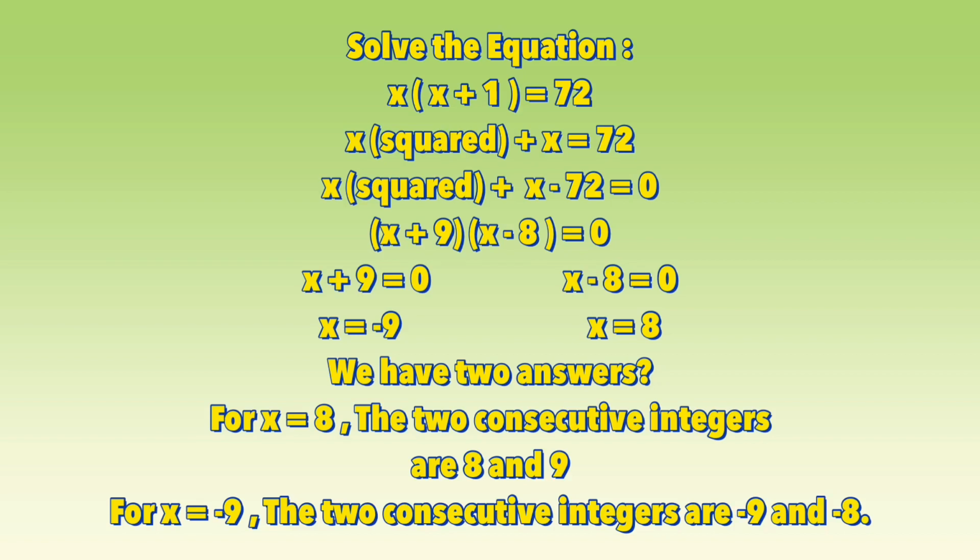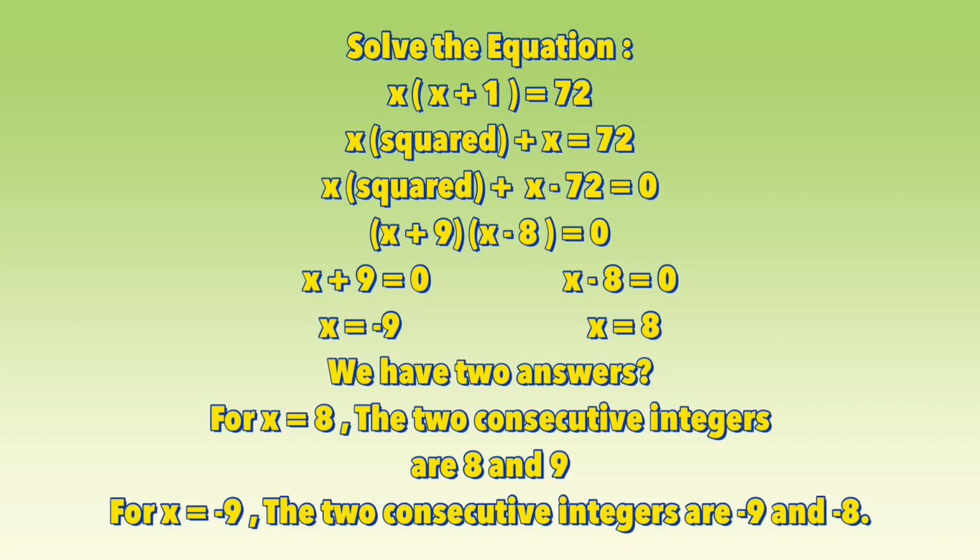Then we're going to equate each to 0. So x plus 9 equals 0, then transpose 9 to the right side of the equation, equals negative 9. And the other one is x minus 8 equals 0, then transpose 8 to the right side of the equation, becomes x equals 8.